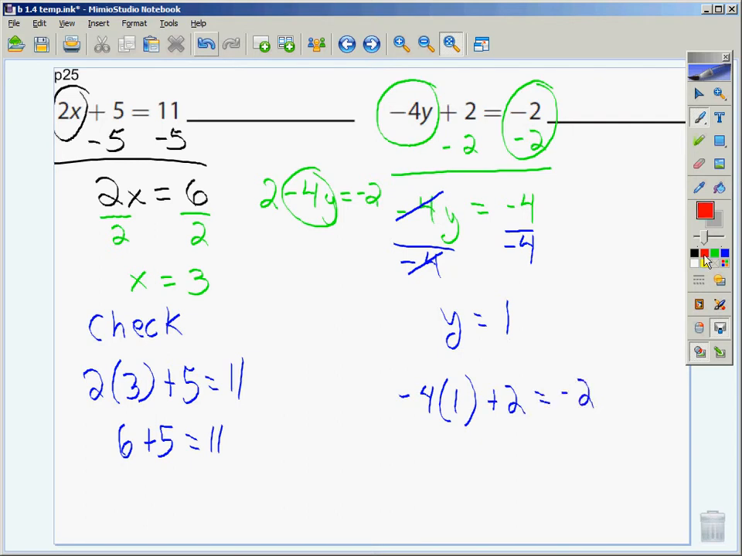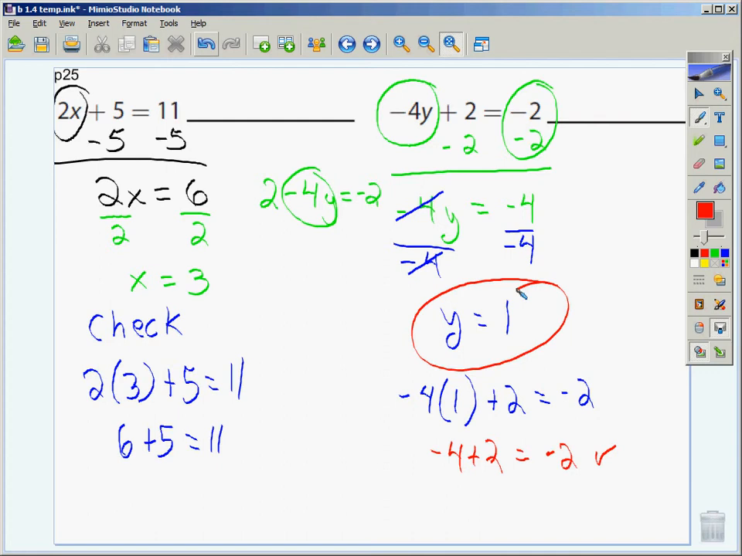If I go to check it, what's a negative 4 times 1? What's a negative 4 plus 2? Negative 2. And I can see again that my answer does check. So the answer is what? Y equals 1. This is just to make sure that my answer did what? Was checked. You know, that I could see that it came out the same. Okay?